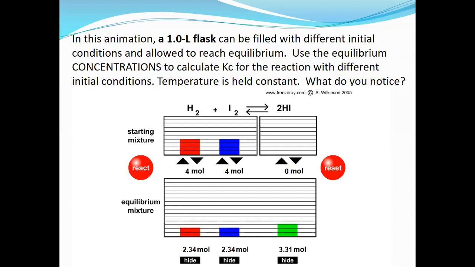You want to take these numbers at the bottom of the screen and put them as your equilibrium concentrations for hydrogen, for iodine, and HI. So for hydrogen, we now have 2.34 molarity at equilibrium. For iodine, we have 2.34 molarity at equilibrium, while for HI, we have 3.31 molarity at equilibrium.